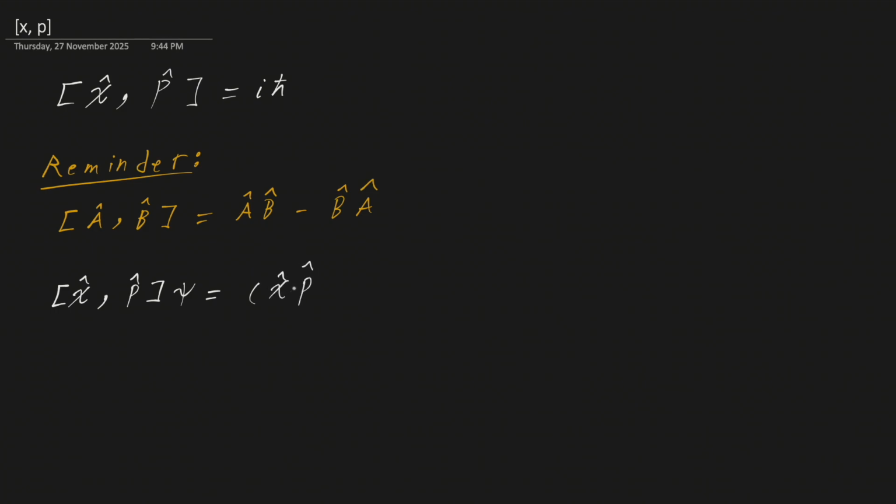So it's going to be x times p minus p times x applied on the state psi. And we're going to distribute psi, bring it inside of the brackets accordingly. So it'll be the x operator, followed by the momentum operator applied on psi, minus the momentum operator applied on the x operator applied on psi.